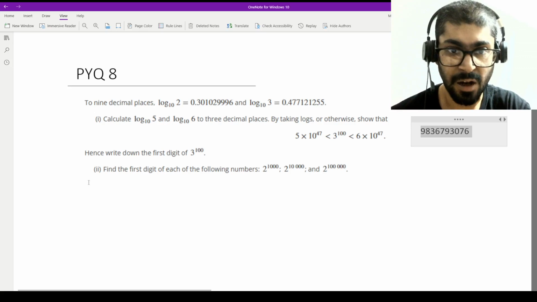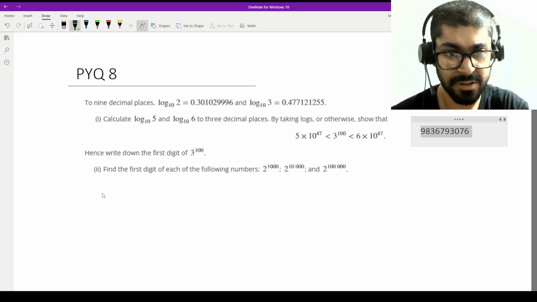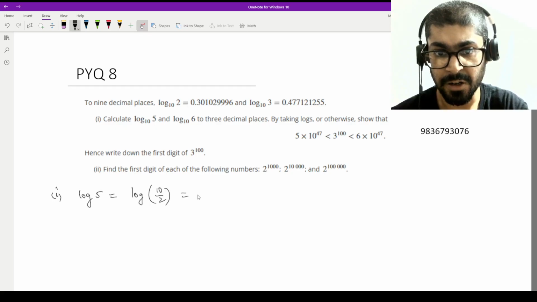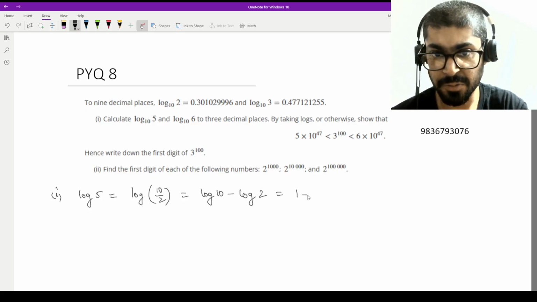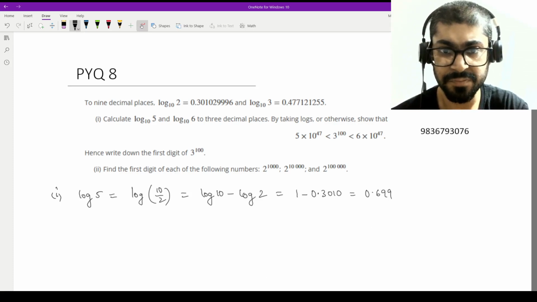Now log 2 is given, log 3 is given. What do we have to do? We have to calculate log 5 and log 6 to 3 decimal places. Let's do that. So log 5 is equal to log 10 by 2, right? Using the property of logs, this is log 10 minus log 2. Log 10 is 1, so minus 0.3010, so this is 0.699. We are calculating it up to 3 decimal places, so I don't need to calculate it much farther.